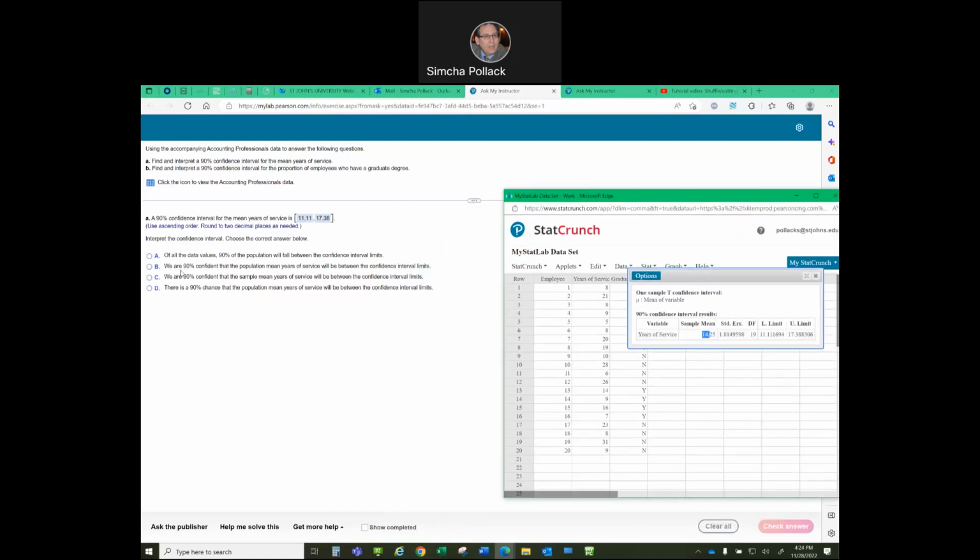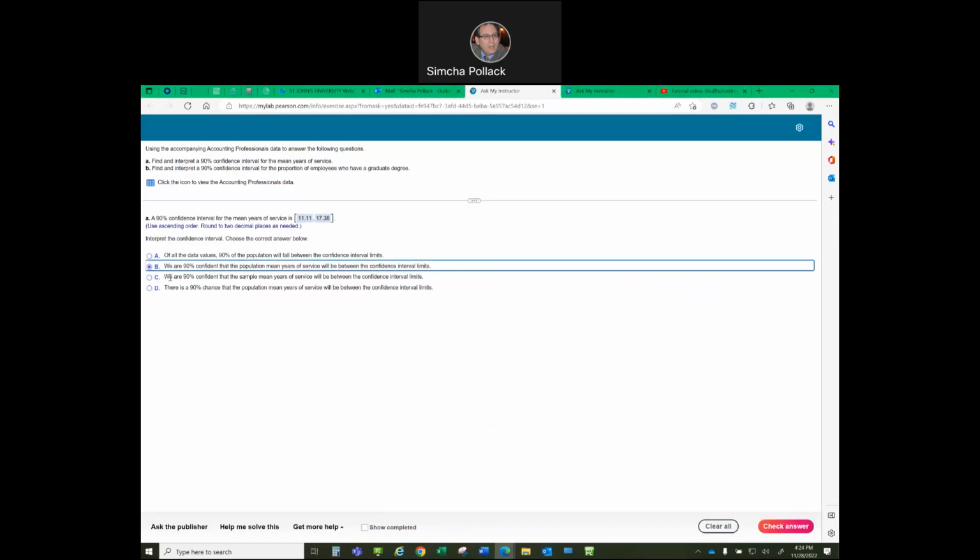No. I like B so far. This is not true because the sample mean has to be between these two because the formula takes you the mean and you add something to it and you subtract something from it. No, that's not going to work. Okay, the answer is B.